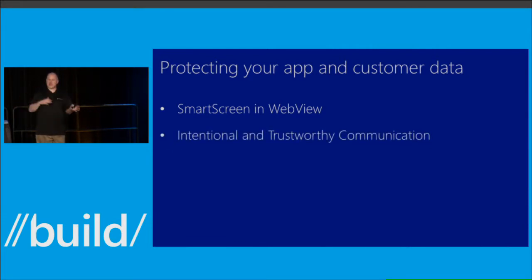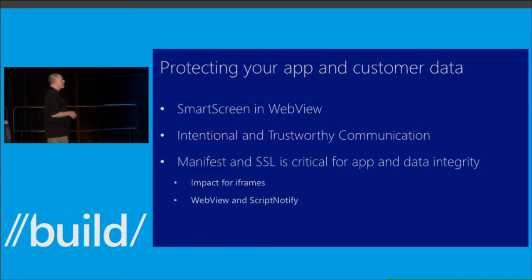That communication between remote content and your application code really needs to be intentional, and it needs to be trustworthy. And there's a couple of changes that we're making that help you ensure that that communication is, in fact, intentional and trustworthy. These are some new requirements that we're placing both on iframe communication and on WebView communication between your application and this remote arbitrary content. Not content that's under your direct control, but arbitrary content.